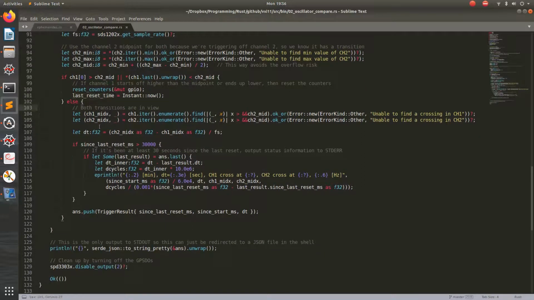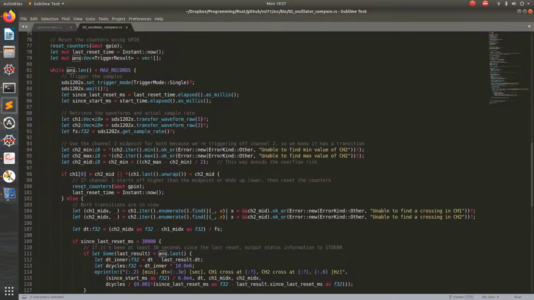But if that's not the case, which is most of the time, and both transitions are in view, then we just capture the sample number where channel 1 crossed, capture the sample number where channel 2 crossed, and then the time difference between the two is just the number of samples divided by the sample rate. All this stuff in here doesn't affect the output, it's just debugging information that it prints to the screen so you can see it scroll while it's running if you want. And then we just store all these results in this vector that's accumulating them all.